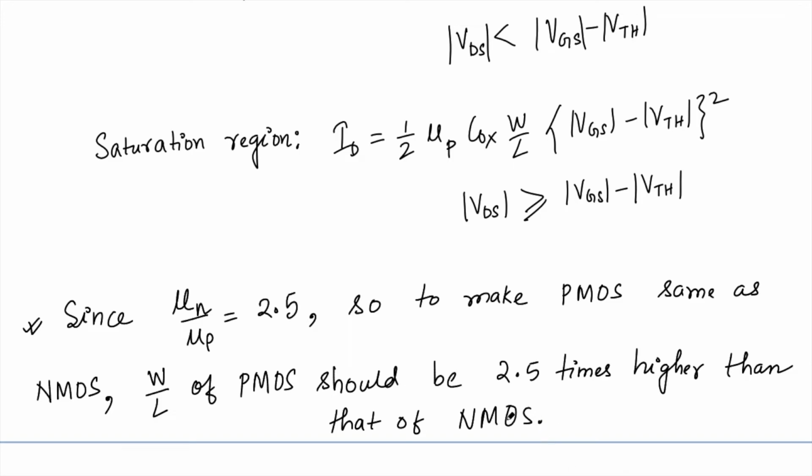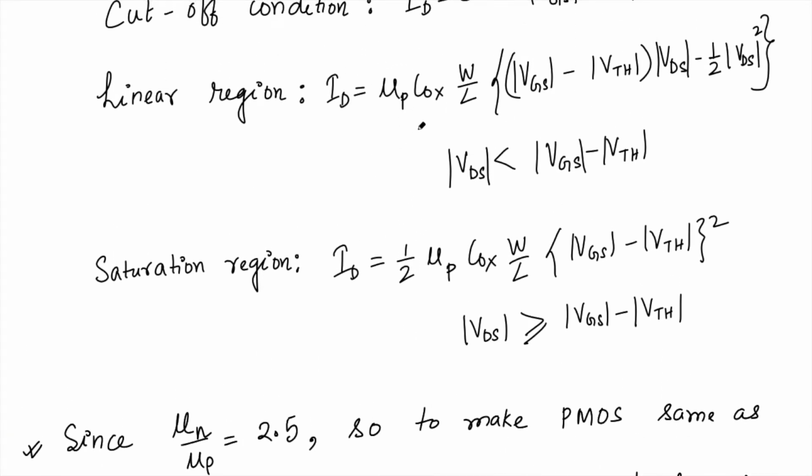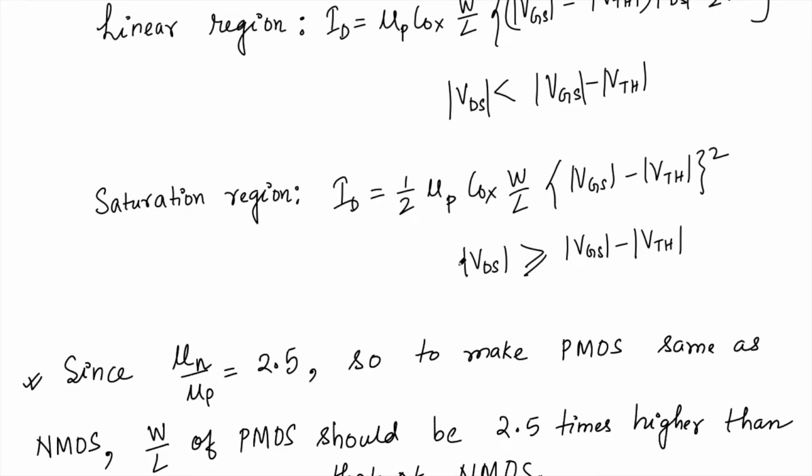This thing will come again and again, and this is a very common question asked in interviews: if I want to make this NMOS equivalent to PMOS, what should be the ratio of the sizes? It comes from this expression: because the mobility of the PMOS is 2.5 times smaller than the mobility of the electrons, the size of the PMOS, which is based on the conduction of the holes, is 2.5 times larger to get the same property.